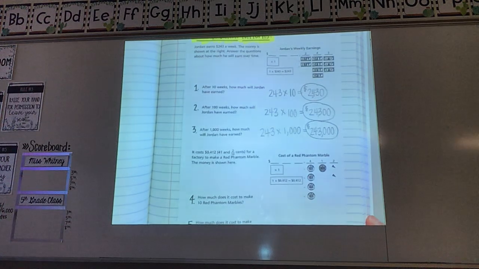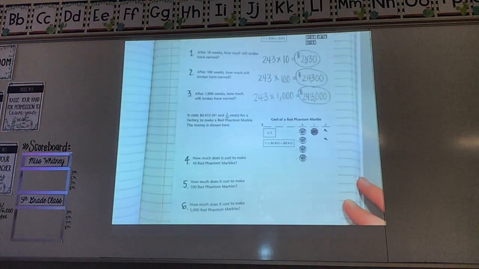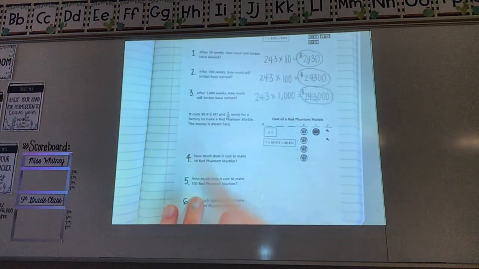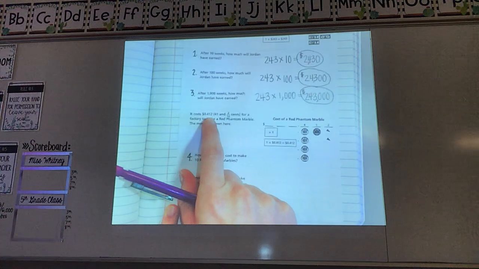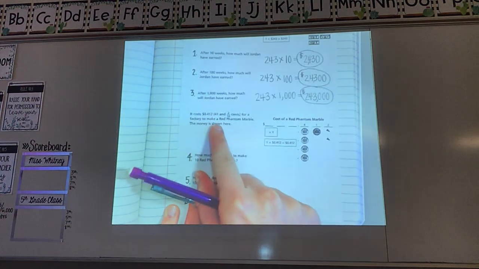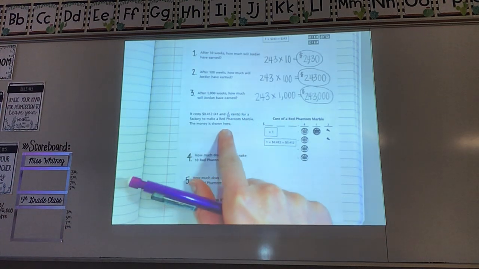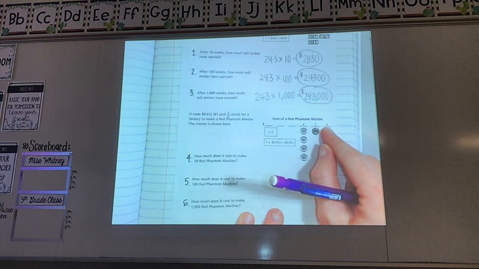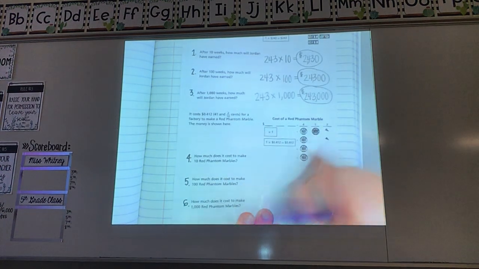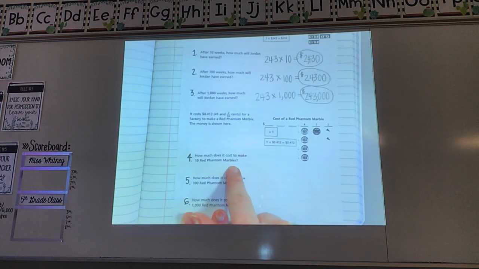We're going to look at some decimals, and we're going to use that same zeros trick to help us out. Okay, so this time it says, it costs $0.412 for a factory to make a red phantom marble. The money is shown here. So it costs them $0.412, so less than 50 cents to make one of the marbles. How much does it cost to make 10 red phantom marbles?